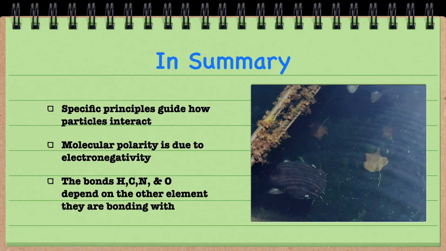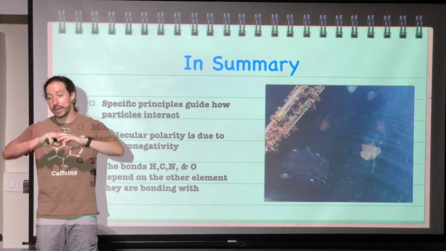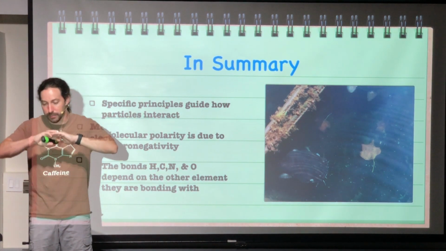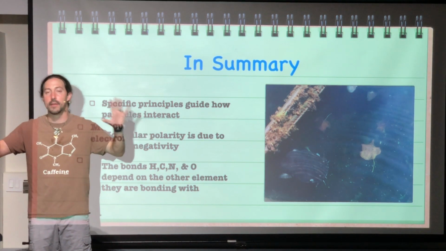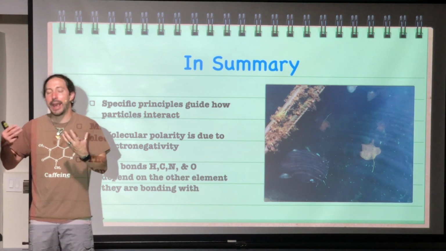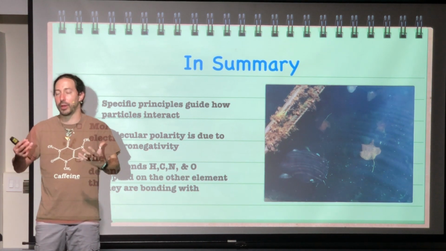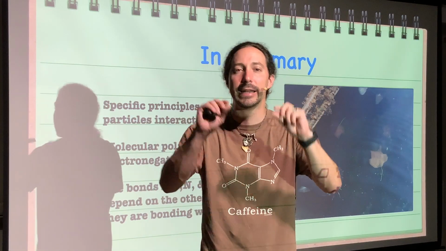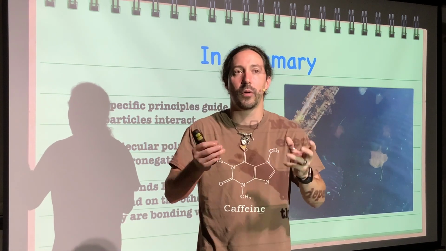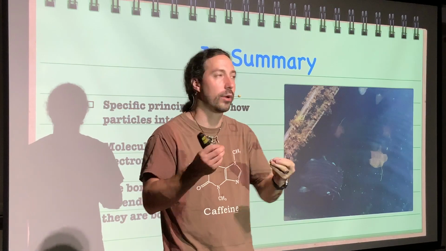Next, molecular polarity. Well, it's due to the electronegativity. If elements all had the same exact electronegativity, there would be no polarity. There would be no slight positive and slight negative. There would be just pure neutral all over the place. But that electron cloud can get shifted a little bit, and that's going to mean that we're going to have some polarity. That means we're going to have a little bit of charge here and there, and those are going to mean that we have some really cool interactions.